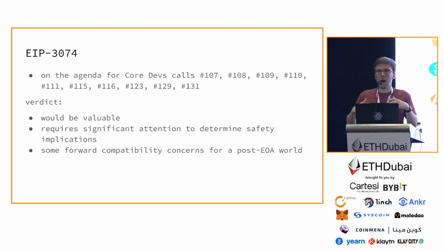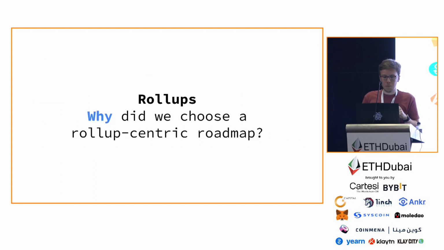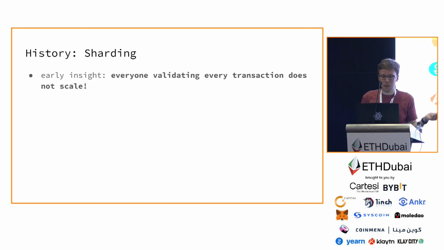And to now briefly go to the second part and talk a little bit about: what about rollups? Can they maybe help? I'll have to glance over some of the details that Proto already talked about very well in his talk just now. But why did we choose a rollup-centric roadmap in the first place? The idea was the early insight that a monolithic blockchain just doesn't scale, right?